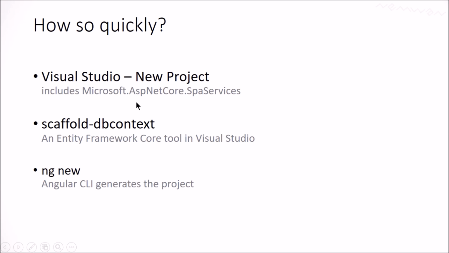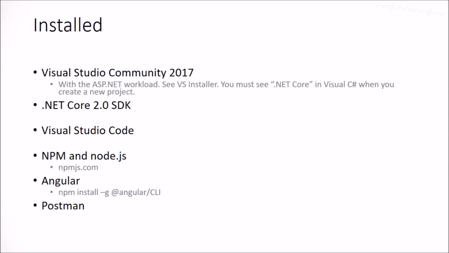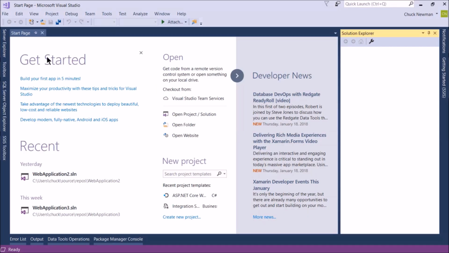Visual Studio, when you create a new project, it puts Angular and ASP.NET Web API together in a project using these SPA services. And then I can use Scaffold DB context, which is part of the Entity Framework Core tooling. Once we get to creating a separate Angular project, we can use the Angular CLI to create a new Angular project. For this demo, this is the software I'm going to use. Well, I'll just let you read it. And I'll show this again at the end of the project. And all this is from scratch.